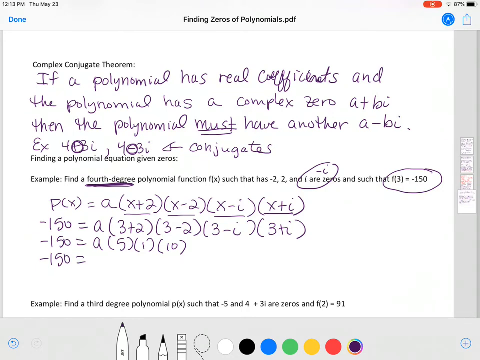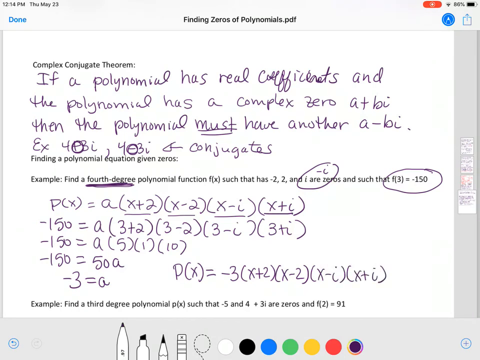So I have a times 5 times 10, which gives me 50a, which means a is going to be -3. So my final answer is going to be -3, and then I have x plus 2, x minus 2, x minus i, and x plus i.